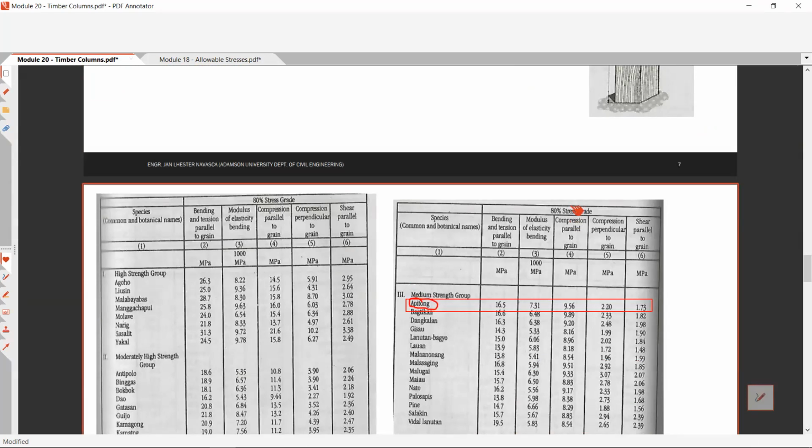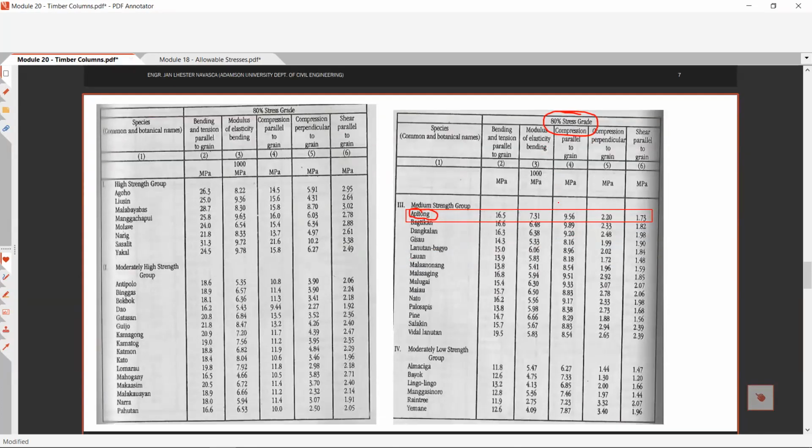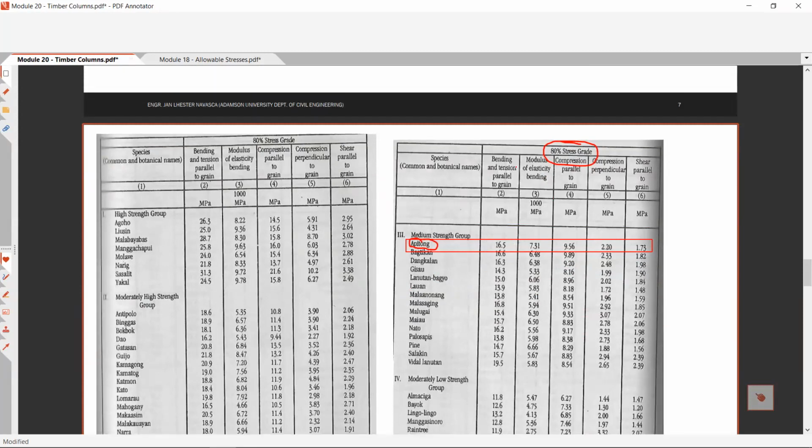Sabi niya 80% stress grade, ito. Okay, so therefore the properties of the wood: the bending and tensile parallel to grain strength is 16.5. The modulus of elasticity is 7.31 times 1000 megapascal. Your compression parallel to the grain, or FC, is equal to 9.56 megapascal. Your compression perpendicular to the grain is 2.2 megapascal. And your shear parallel to the grain is 1.73 megapascal.